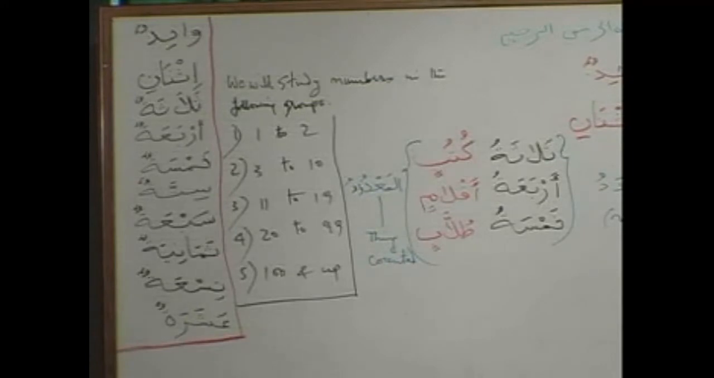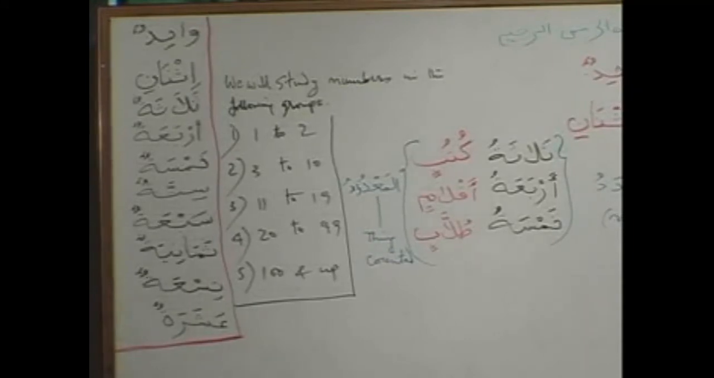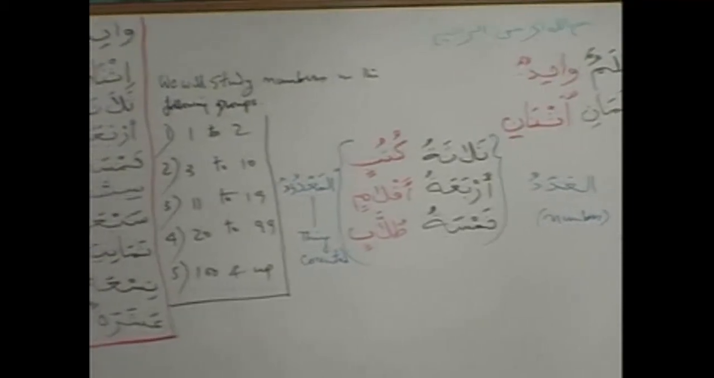Got the idea, brother and sister? Inshallah. Okay. Now, if I were to count from 3 to 10, only books, how will I do, brother and sister? Let's count. Salasatu kutubin, arba'atu kutubin, khamsatu kutubin, sittatu kutubin, sab'atu kutubin, thamaniyatu kutubin, tis'atu kutubin, asharatu kutubin. Got the idea? Let's count pens now.